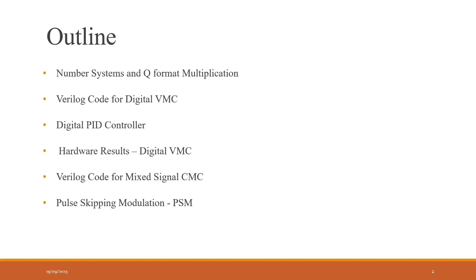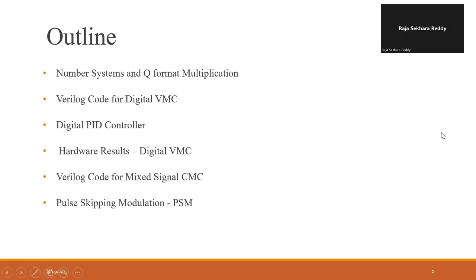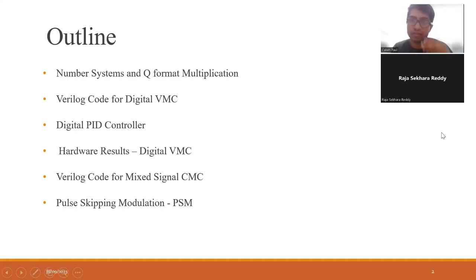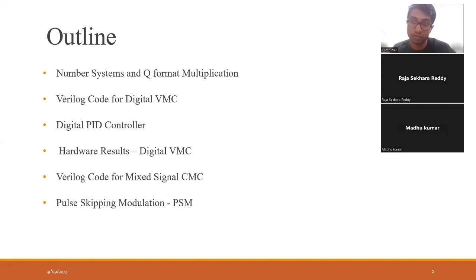Also, regarding Q format, I'll be talking about how we do multiplication in Q format and what changes happen. Then I'll discuss digital voltage mode control, the Verilog code, and the code for the digital PID controller. I will also show the hardware results, and the code for mixed signal current mode control will be shown. We will also discuss pulse skipping modulation.